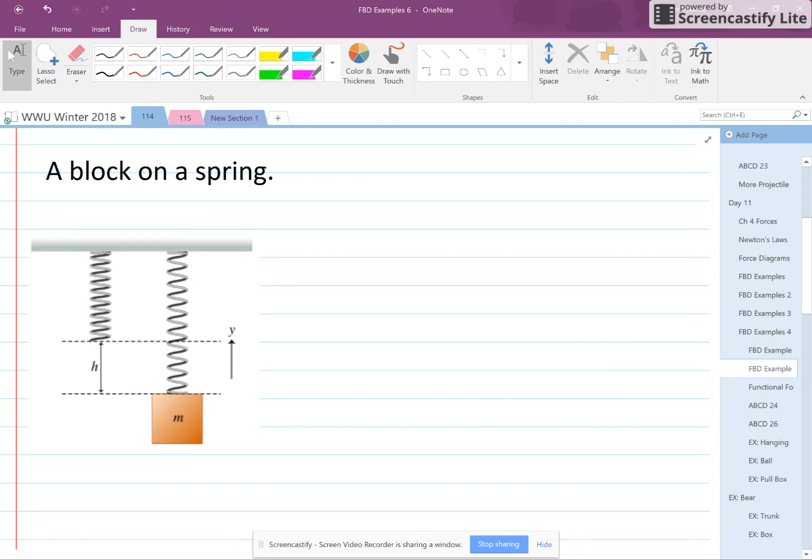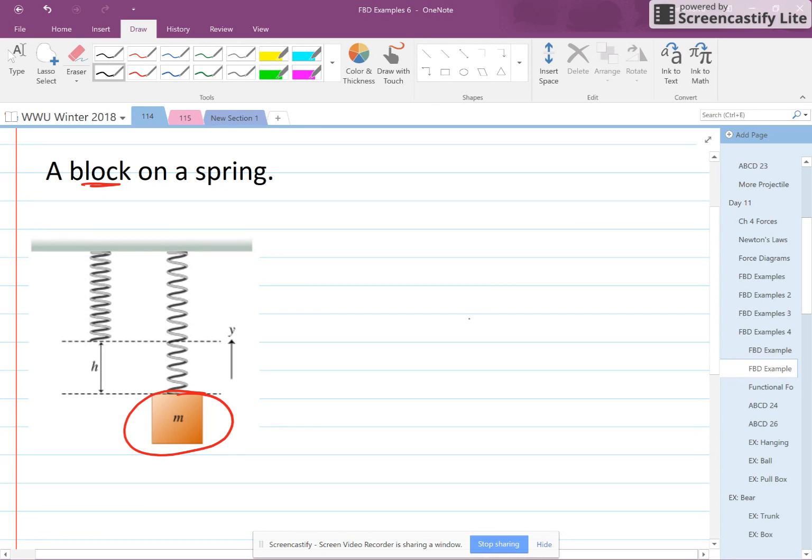Okay, so this next example, we're not going to do too many spring problems in this earlier part of the class, but we will come back and study springs in a great deal of detail. So in this case, we're really drawing a force diagram for the block.